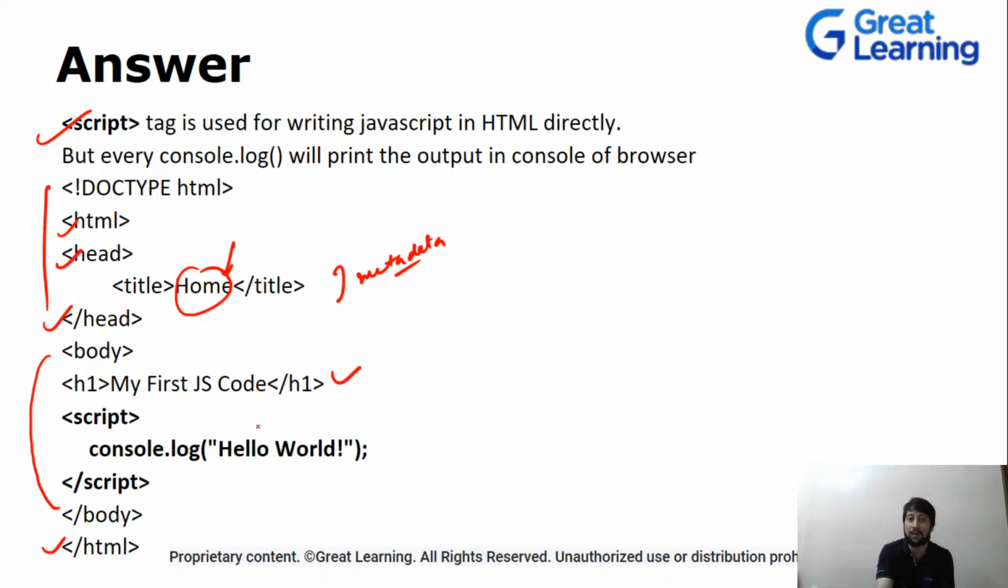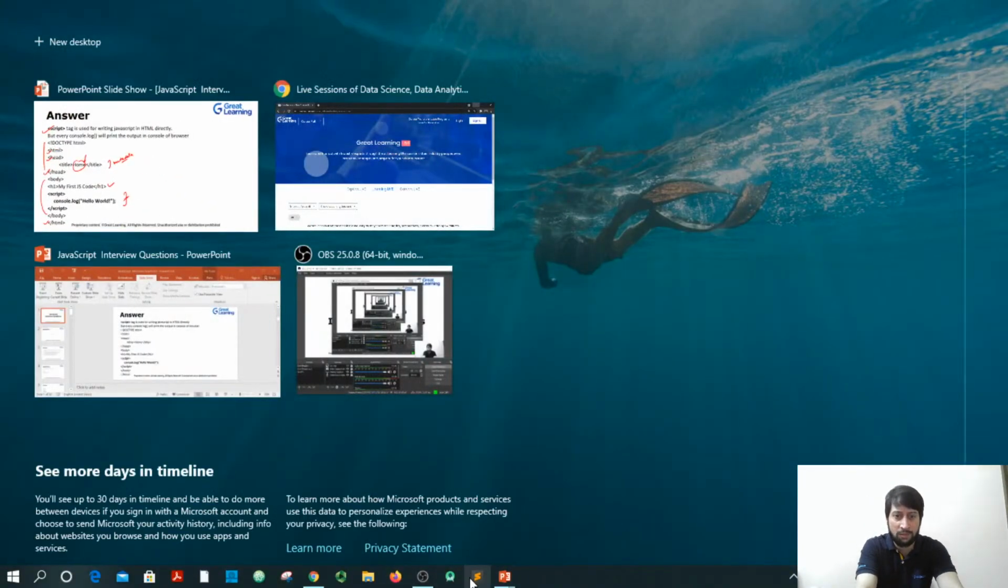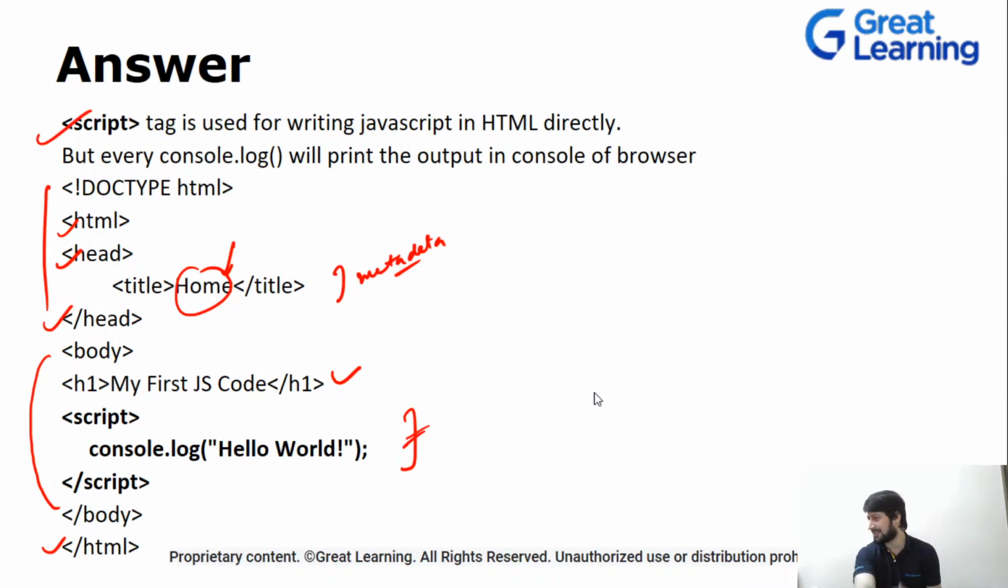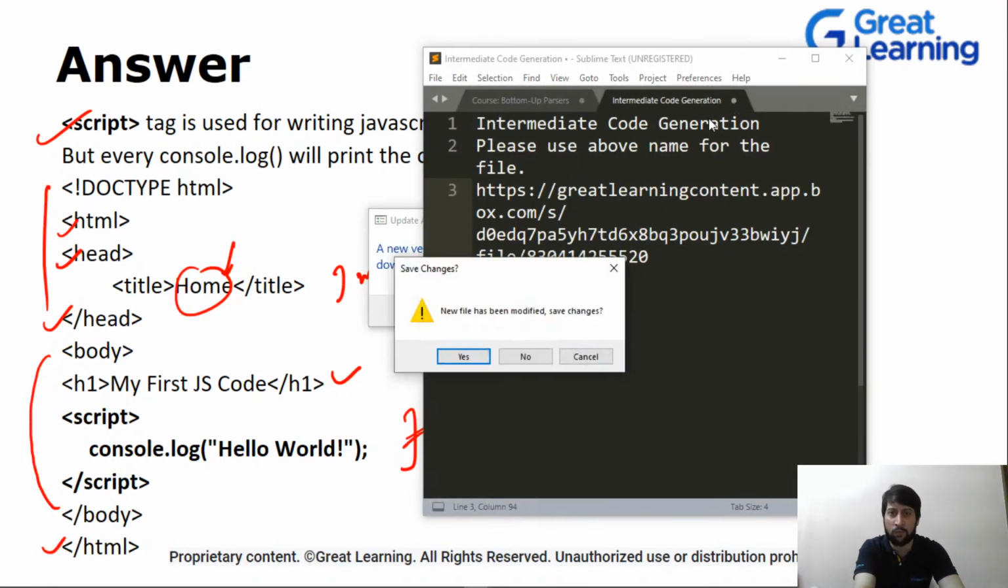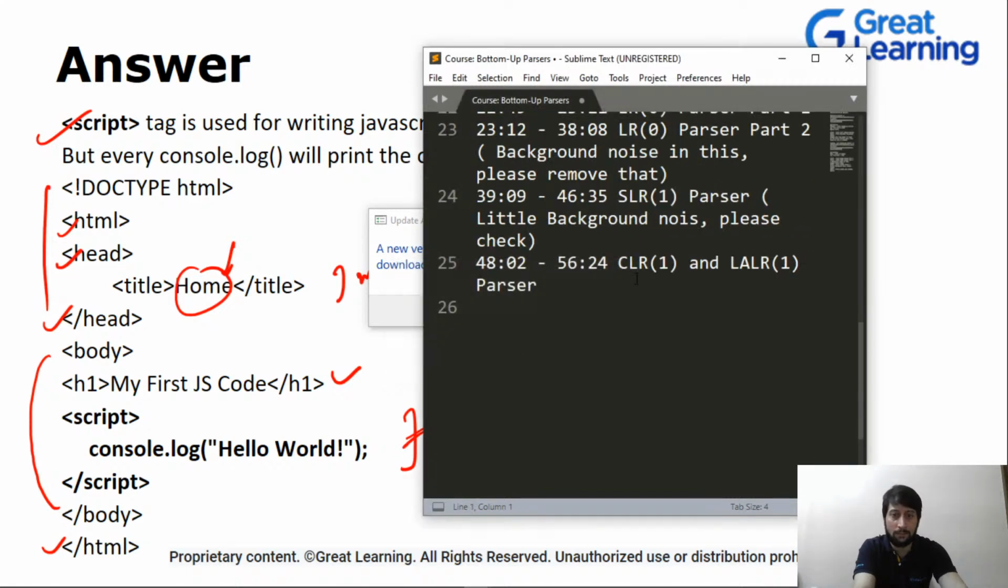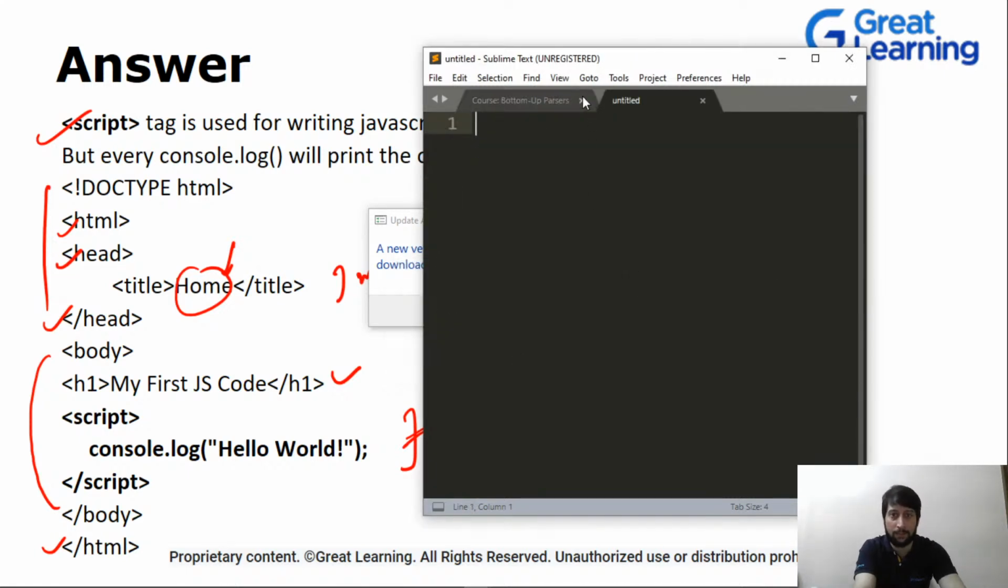So you have your head tag over here, and then you have the script tag over here. This is how you include your JavaScript in your HTML file. Let me quickly show you a little bit of demo, which will be very important for you in order to understand it. I will open up my Sublime Text just for the sake of doing it. You can use any editor you want. I will open up the untitled file.